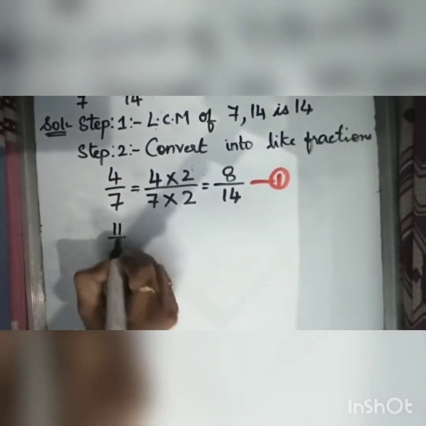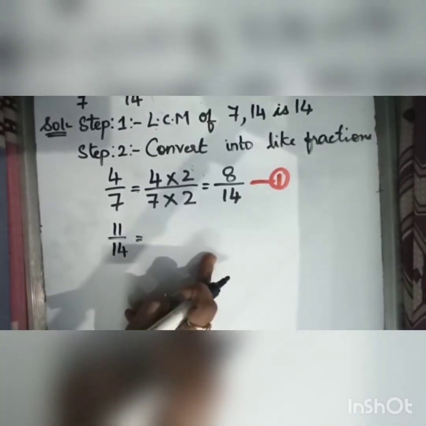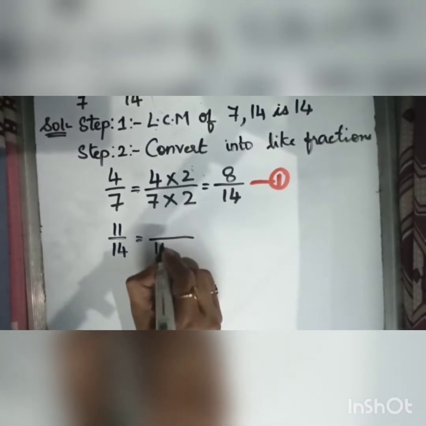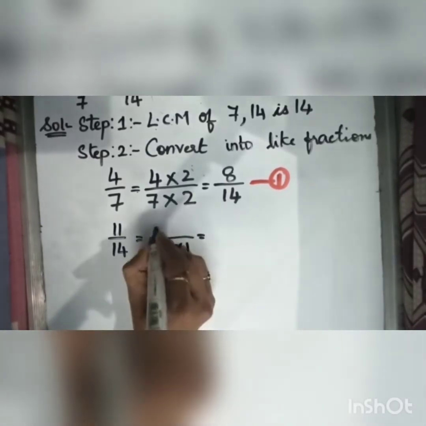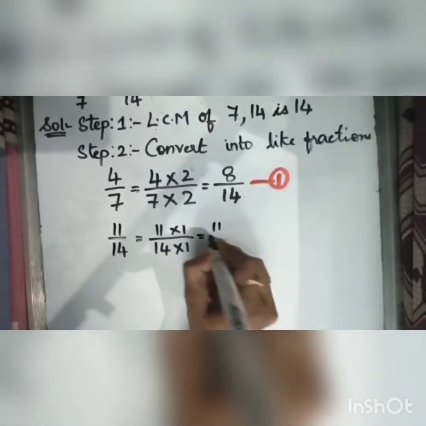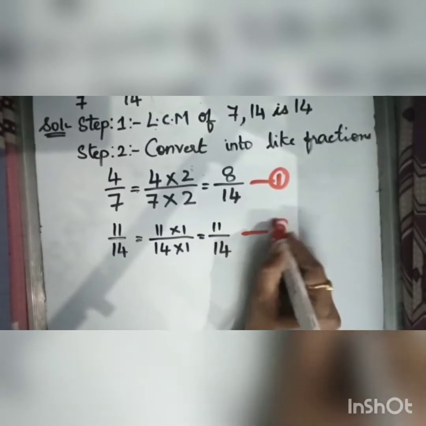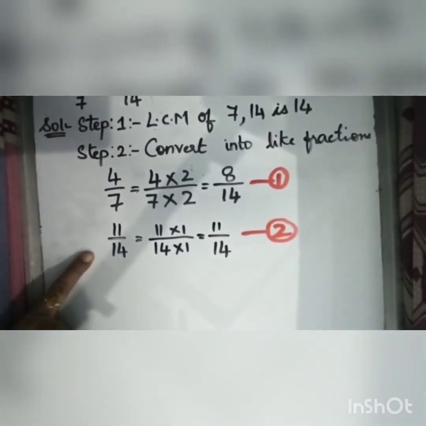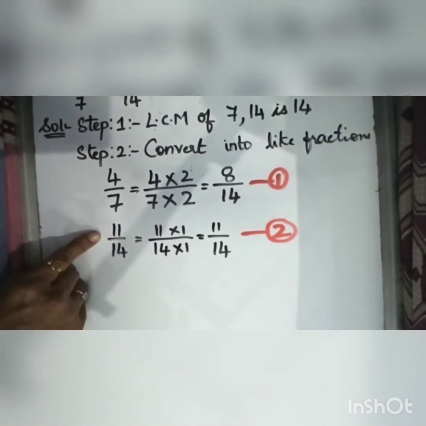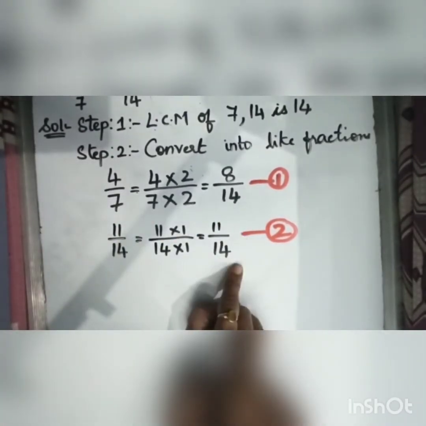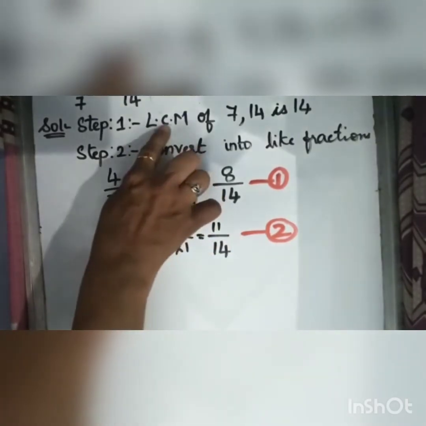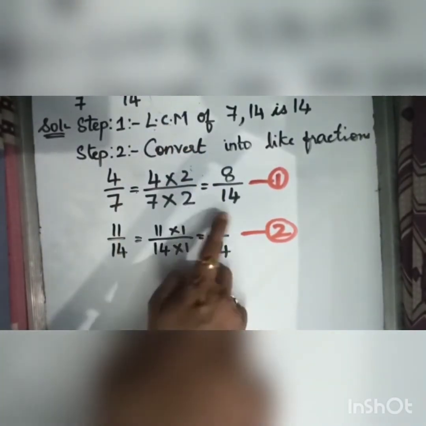The next one, 11 by 14. I have to convert it into 14. So I need not multiply actually, it's the same, 11 by 14. Now, two unlike fractions were given and we had to add. I cannot add unlike fractions directly, so I converted them into like fractions. How did I convert? I took the LCM of the denominators and made the denominator same.